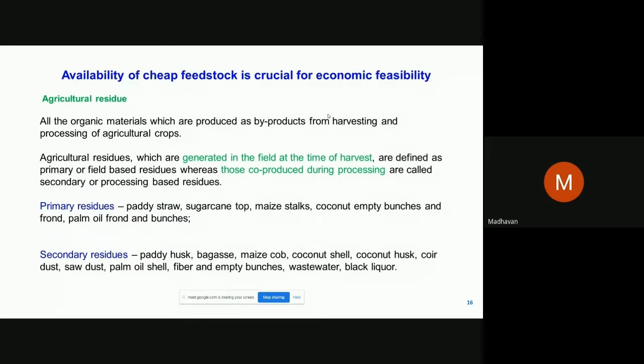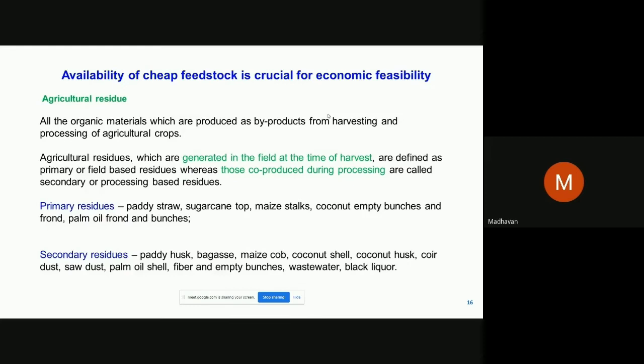So coming to cheap feedstock for crucial economic feasibility, I will stress a little on agricultural residues. I hope I am audible. Just want to check. Yes, sir. Okay. So the importance of agricultural residues, I wanted to stress, especially in a country like India. We have a surplus of agricultural residues which are generated in the field at the time of harvest, or which are co-produced during processing.